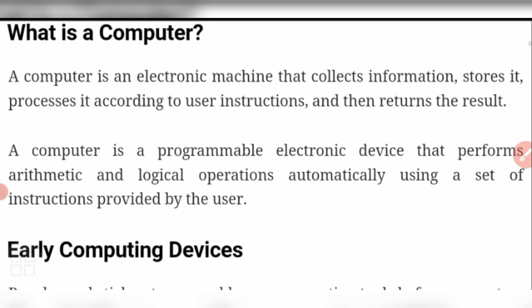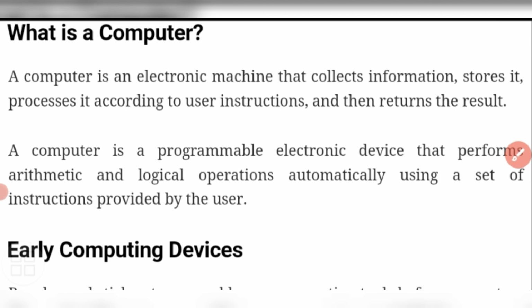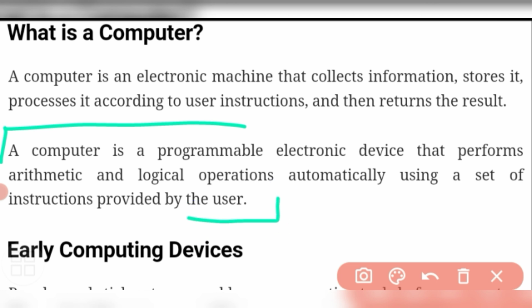But if we are talking about the computer as an electronic machine, then you can't consider the abacus a computer, because it is not electronic, and it is not a programmable electronic device. But the modern definition of computer, you can consider this one. So hope you have understood what a computer is.